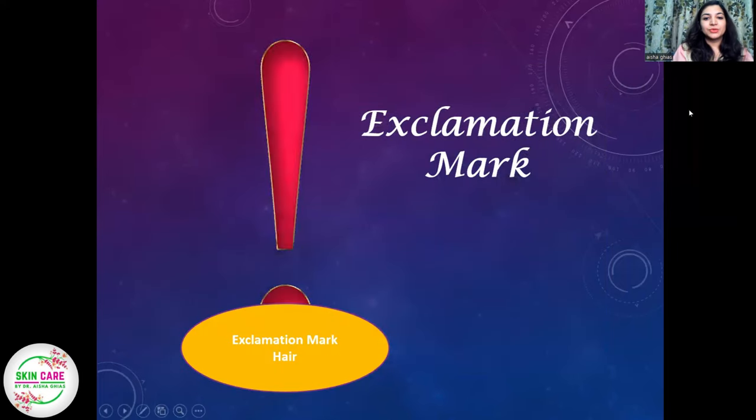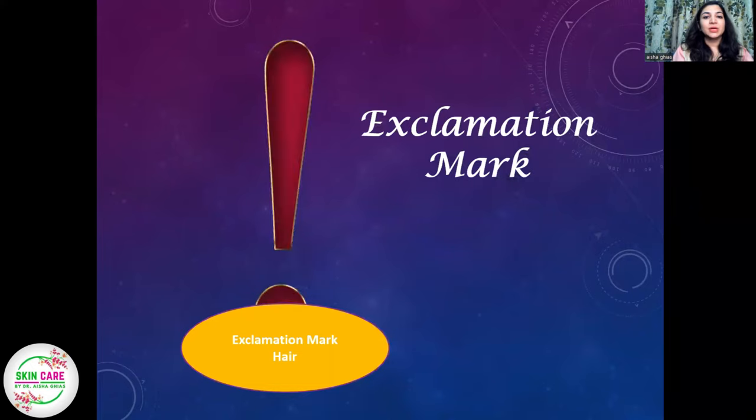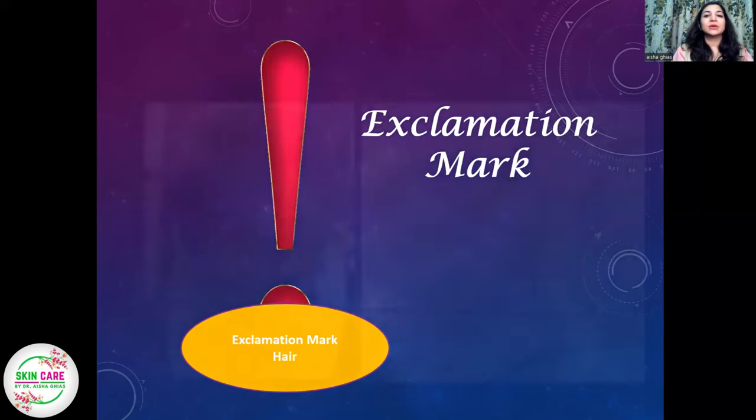So, I want you to see this exclamation mark blinking right in front of your eyes. This exclamation mark is a diagnostic feature of alopecia areata on trichoscopy, and we'll shortly see how it looks on trichoscopy. So, this was one of my patients who presented to me with this diffuse kind of hair loss on the frontal scalp.